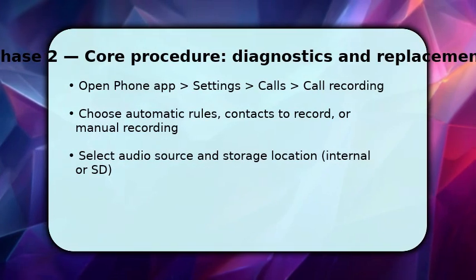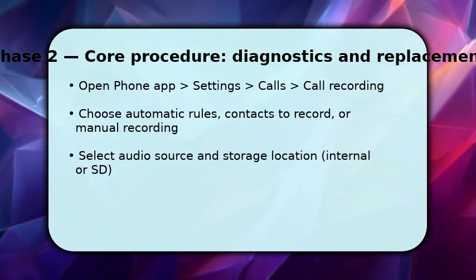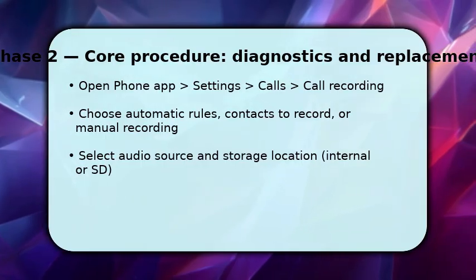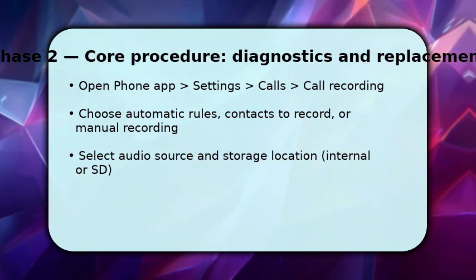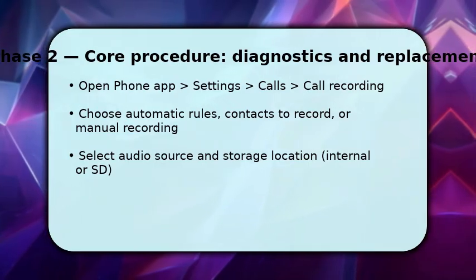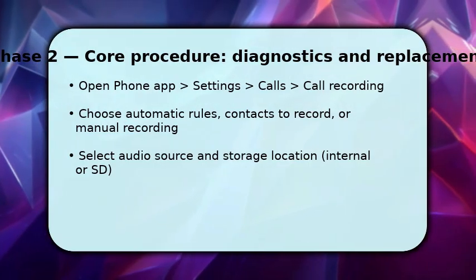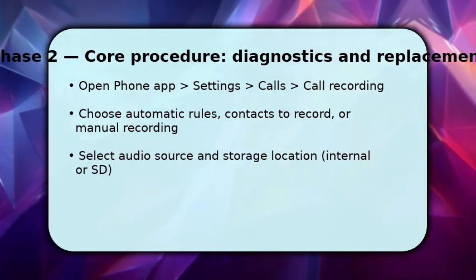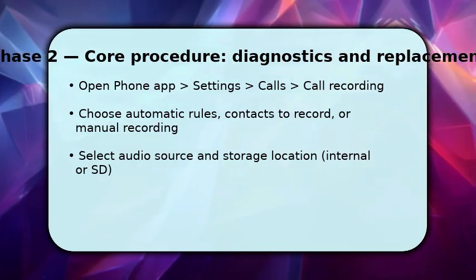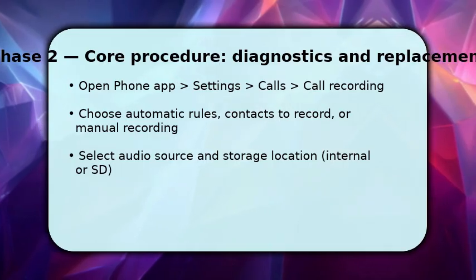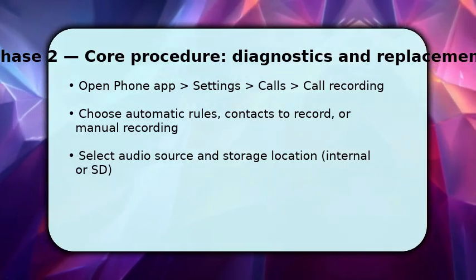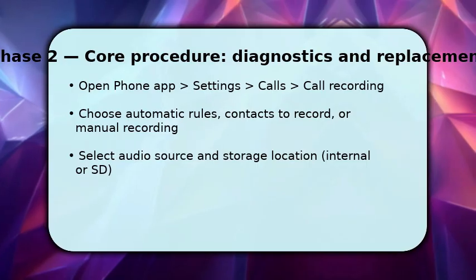Now go into the phone app and navigate to Settings, then Calls, then Call Recording. Here you pick how to change behavior. Enable automatic rules to record calls from selected contacts or keep manual recording to trigger per call. Once selected, choose the audio source and confirm storage location, internal or SD, because wrong choice can block access.